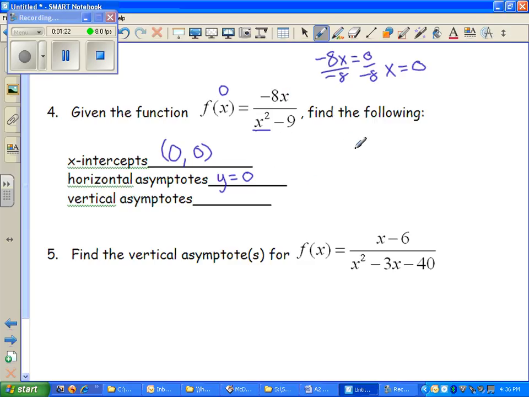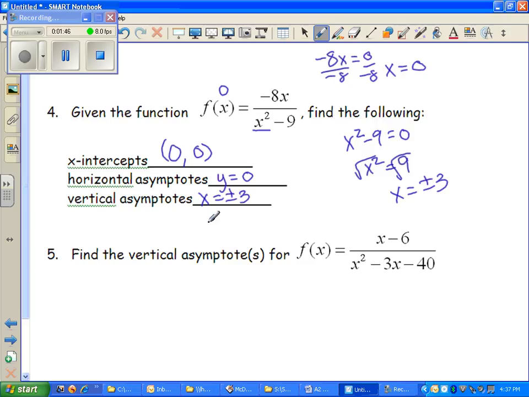For the vertical asymptote, you set the denominator equal to 0. I'm going to add 9 to solve for x, and then square root. So you get plus or minus 3, because it could be a positive or a negative 3 when squared to get a 9. And so that will be x equals plus or minus 3.